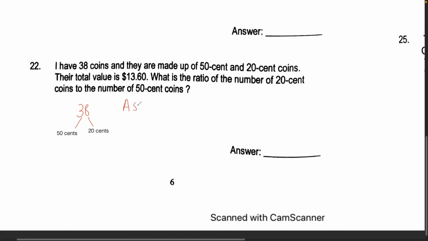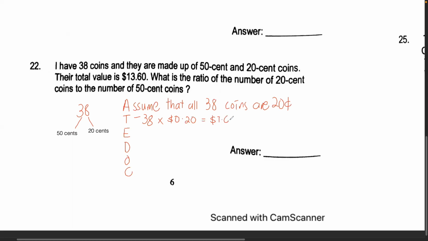All right, so you can see over here, we are going to use assumption. So we are going to assume, I'm going to assume that all 38 coins are 20-cent coins. Okay, all 38 coins are 20 cents. How do I times? I do 38 times 20 cents. We get our answer of $7.60.